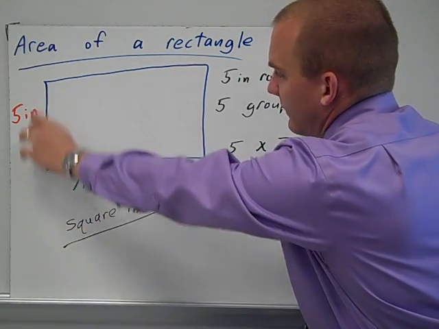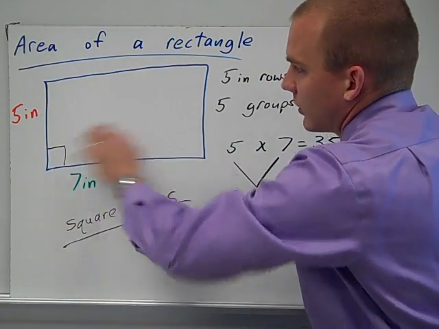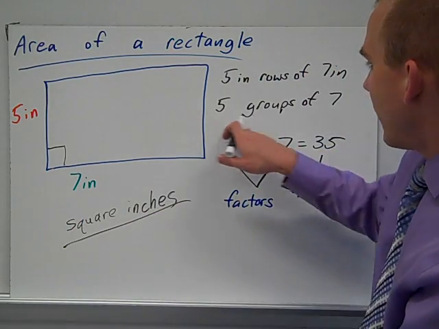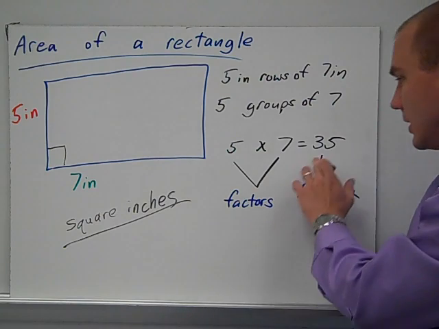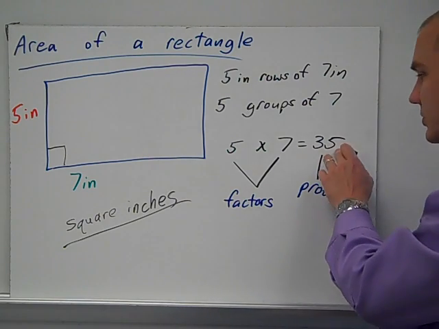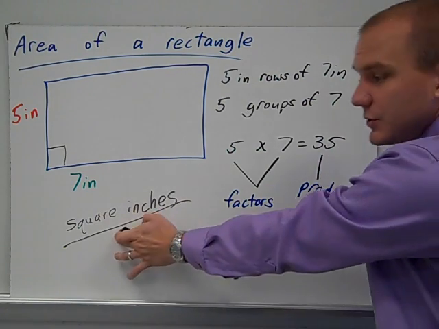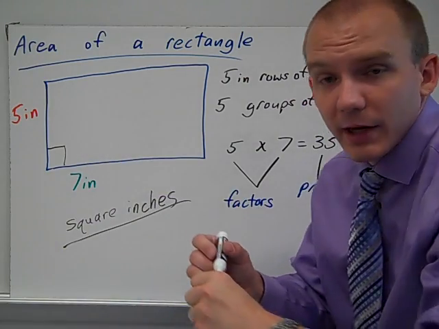So this would be 5 inches down, 7 inches across, or 5 rows of 7 square inches. 5 groups of 7. 5 times 7. Again, these are our factors. Equals 35, our product. So in this case, it would end up being 35 square inches would be called the area of that rectangle.